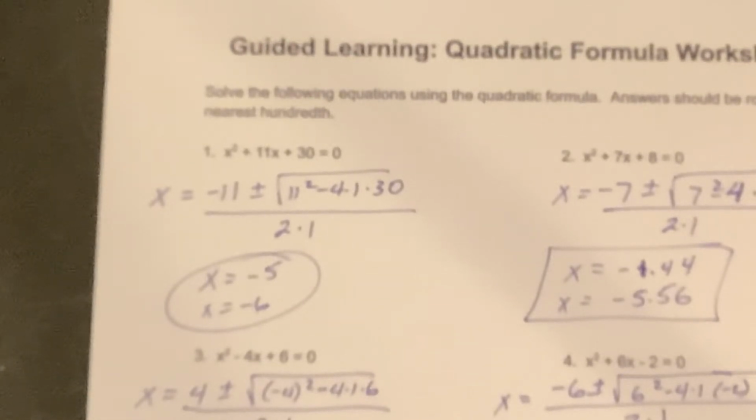So on number 1, negative 11 plus or minus the square root of 11 squared minus 4 times 1 times 30 all over 2 times 1. Works out, this one, the radical's nice and neat, and you get two answers, negative 5 and negative 6.